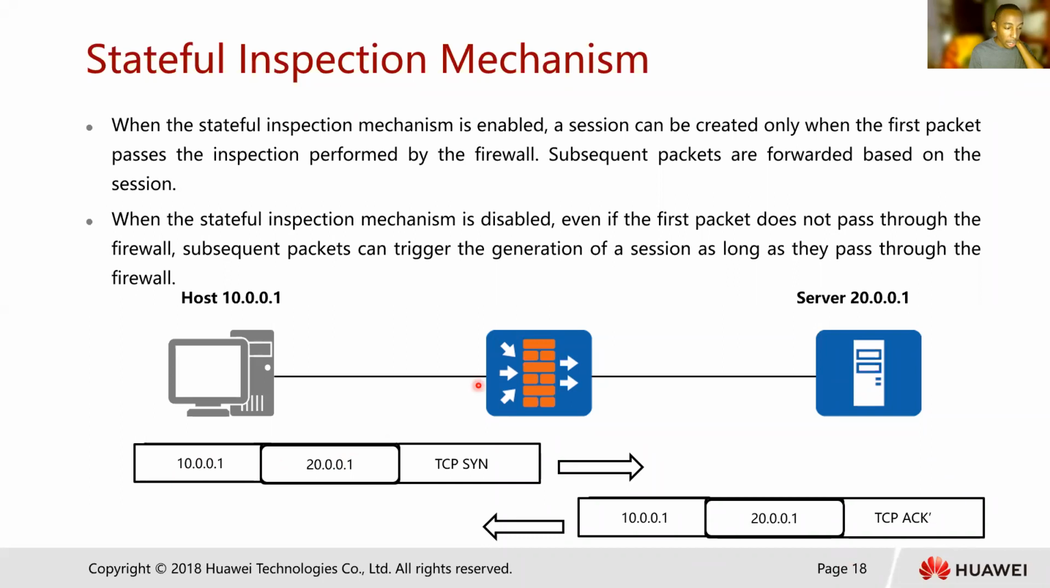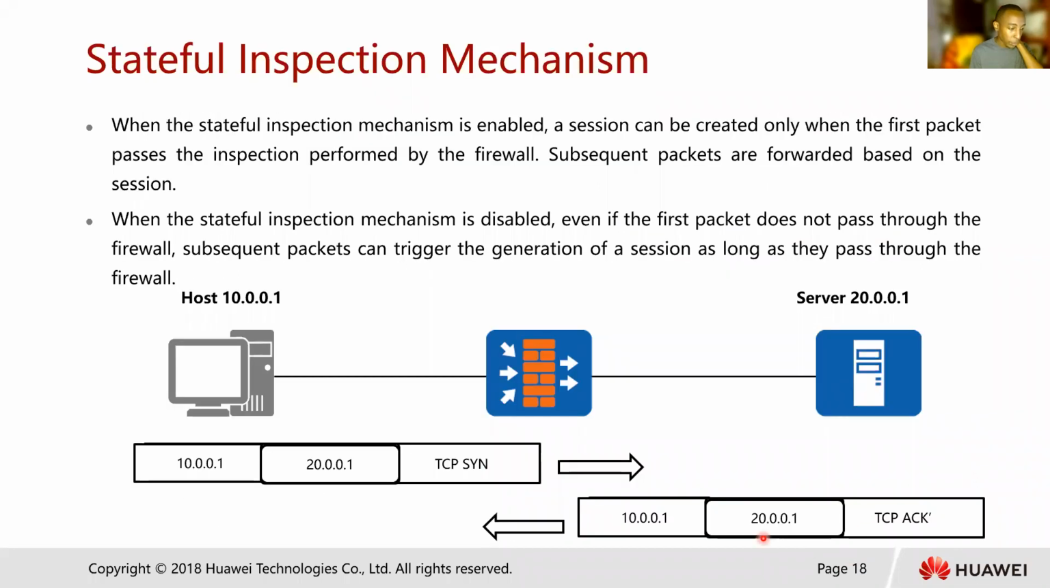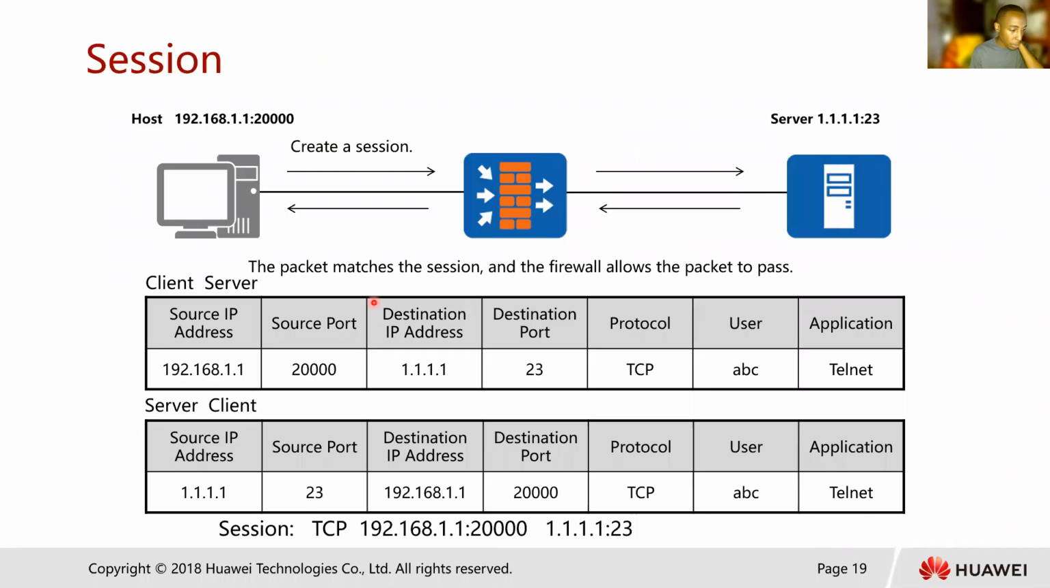Okay, there's this other session where we had this, and it has been set up in the session table. And then you're going to have what? You can look at it in deeper detail here. So we're going to be having the packet that the host is sending and the packet that the server is going to reply with. So what happens in a session? The packet matches the session and the firewall allows the packet to pass.